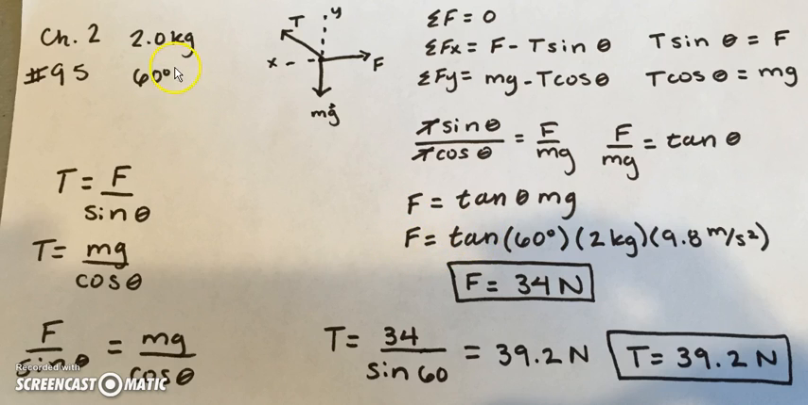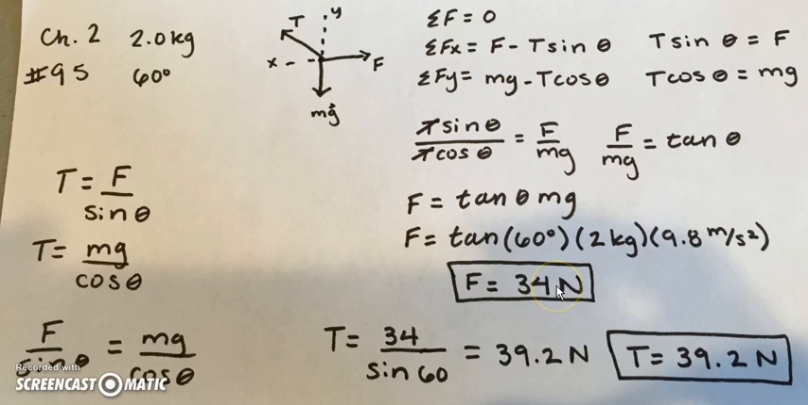The angle was 60 degrees. Tangent of 60 degrees times the mass, which was 2 kilograms, times gravity, which is 9.8 meters per second squared. And once you do the calculations there, you get the force of 34 newtons.